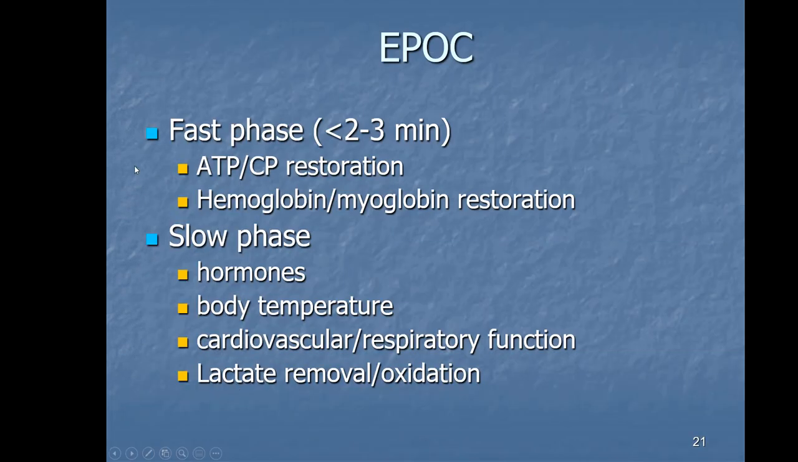So as far as the phases of EPOC, these are the key things that are responsible for those different phases and why EPOC is there after exercise. And EPOC, like I said, depends on exercise intensity and duration. After an intense bout of exercise, it could go on for up to 24 hours. So it really depends on what the exercise bout consisted of.